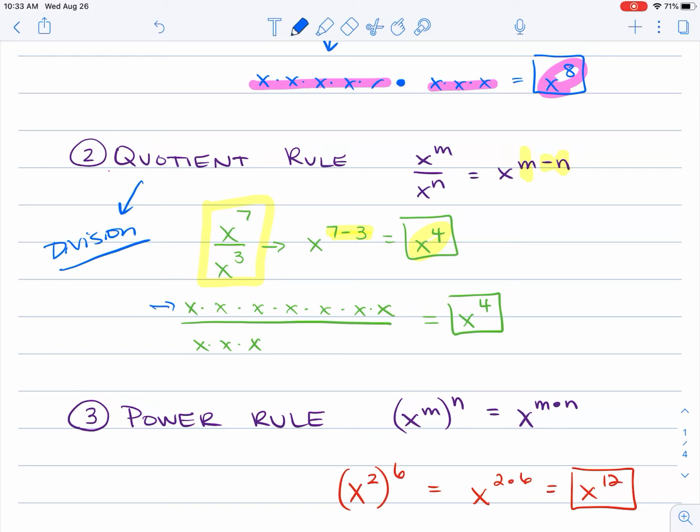If you do not use the property, if you are using just expansion, you can see that I wrote 7 x's on the top and 3 on the bottom. And then I found the groupings that when divided make 1, because x divided by x is 1. So when I divided all of these, those wipe out because they become 1. I'm left with 4 x's, which matches the x to the 4th.